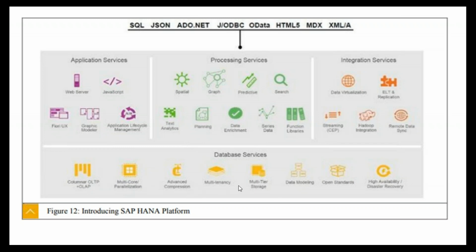Advanced compression, multi-tenancy and multi-tier storage, data modeling, open standards, high availability, and discovery of data. Okay, so maybe you might realize that this is not clear, the wording is not clear. Even for me it's not clear, I'm not able to read it. I'm just seeing the symbols and reading it.